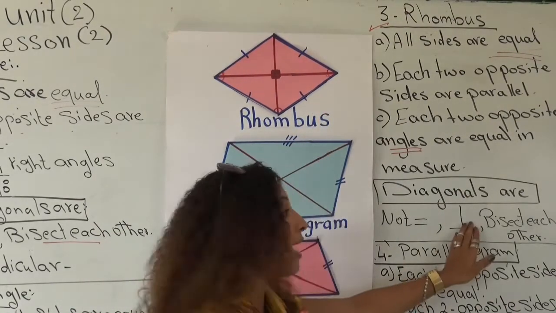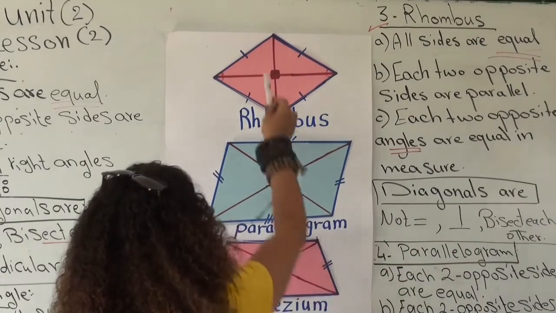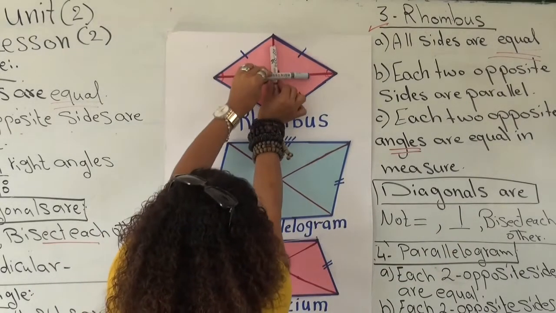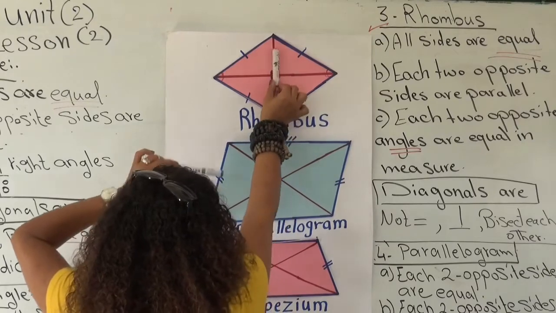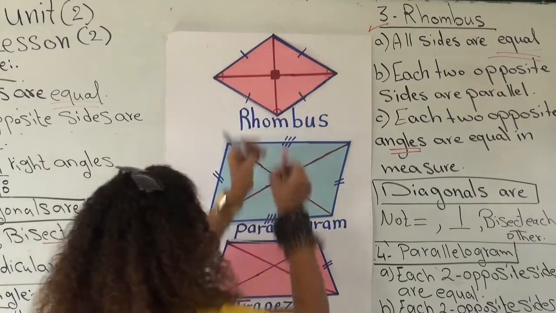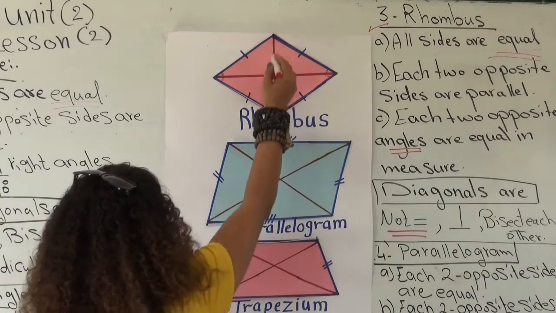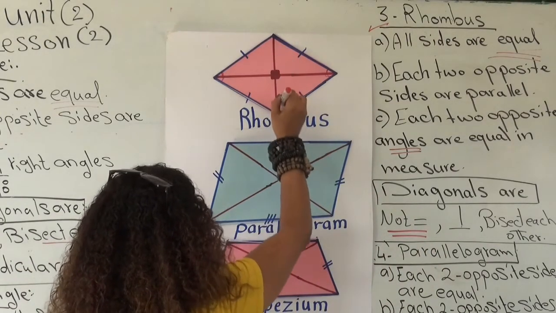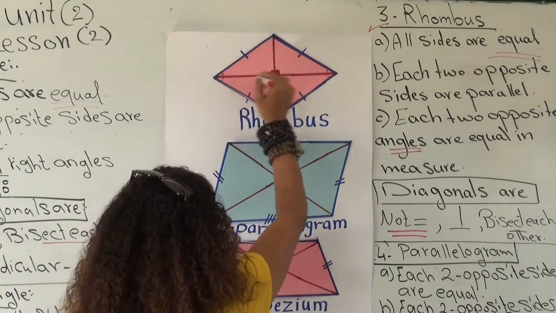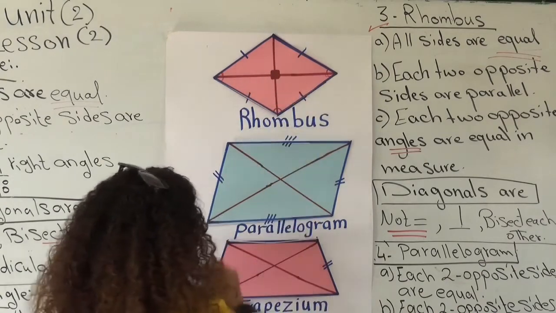What about its diagonals? Watch with me here. The diagonals are perpendicular. They form right angles here. They are perpendicular, okay? But they are not equal. Why? I have the longest one here. This line or this diagonal, okay? Sorry, this diagonal is greater than this one, okay?